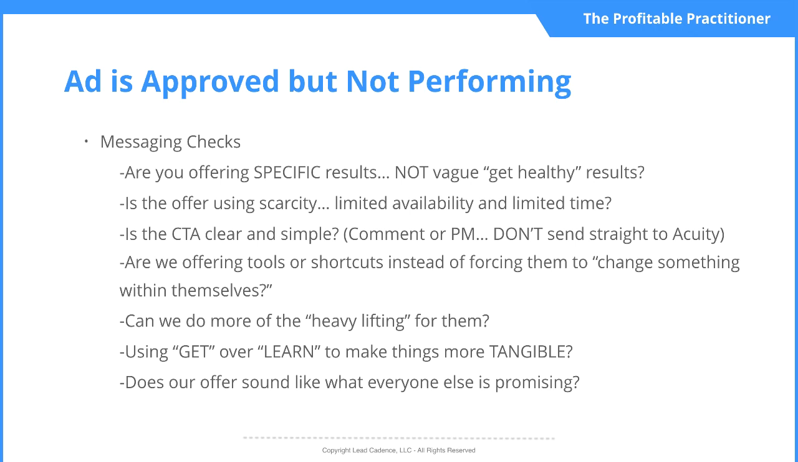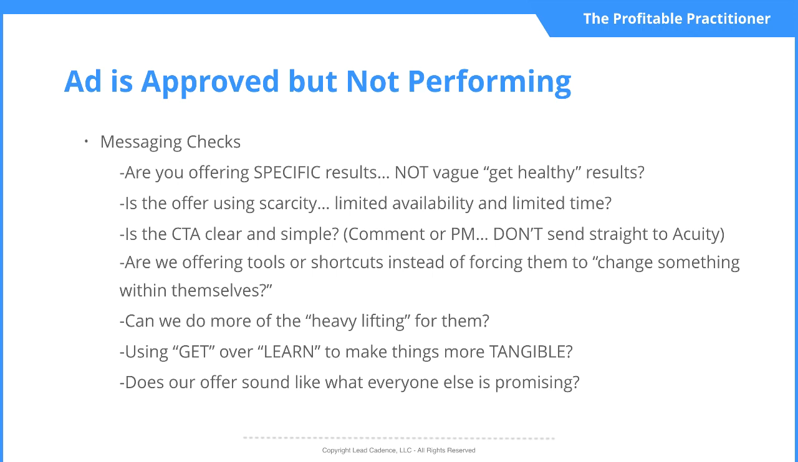Another way to say this is, can we do more of the heavy lifting for them? So instead of saying, "Hey, you're going to learn how to eat better," saying, "Hey, you're going to follow our 5-step Eat to Thrive formula to put together your perfect meal." At least with that, it feels like there's this tool, this thing outside of myself, this special 5-step Eat to Thrive formula, that if I follow it, is going to be doing the work for me. It's not something that I need to change inside of myself. So it feels like I can't fail if I'm following this 5-step formula.